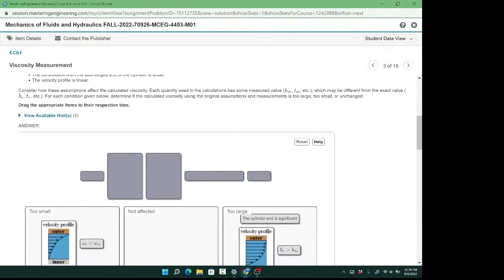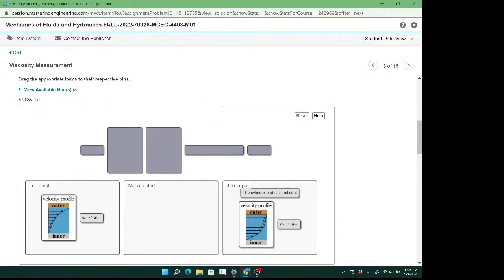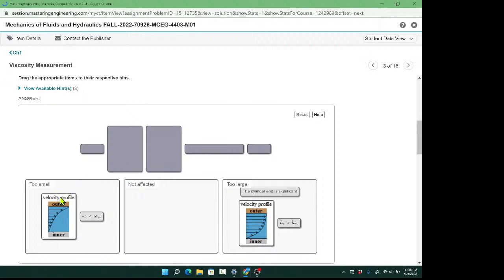Consider how these assumptions affect calculating viscosity. Each quantity used in the calculation has some measure, which may be different than the exact value. For each condition given below, determine if the calculated viscosity using the original assumption and measurement is too large, too small, or unchanged. Drag the appropriate items to their respective bins. Okay, wait a minute. First of all, it looks to me like that one has to go right there, but I can't get it to go there.